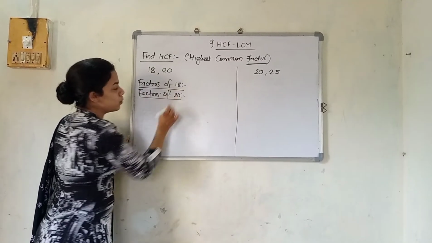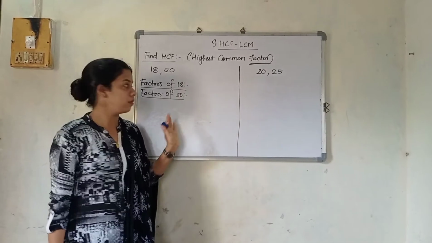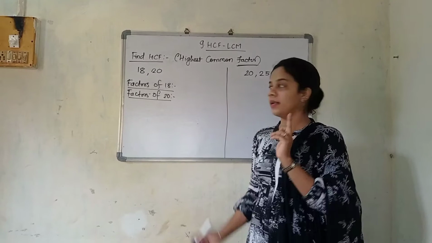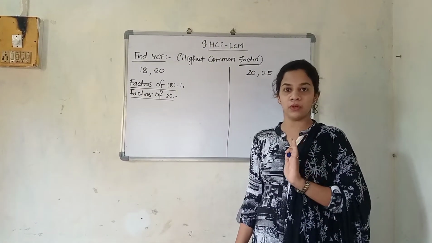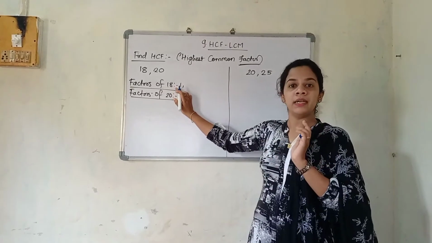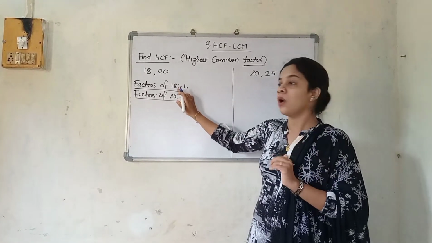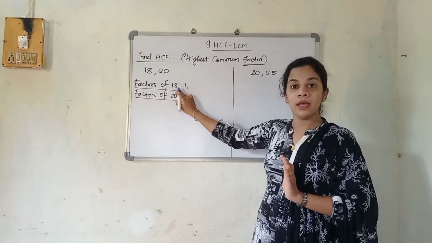Two numbers are given to us, so that's why we are going to find out factors of 18 also and factors of 20 also. So 18 factors are which number? 1. We are going to start from 1 itself. So 1 will come. We know the divisibility test for 2. So what does the divisibility test say? If 8, 6, 4, 2, 0 comes at the unit place, then that particular number is divisible by 2.